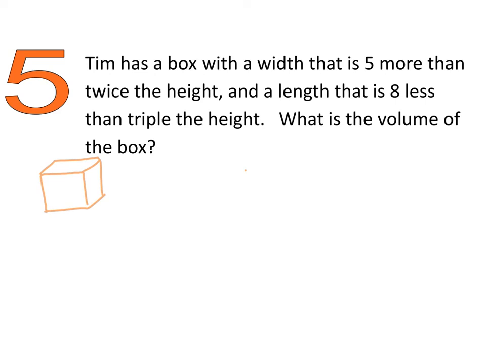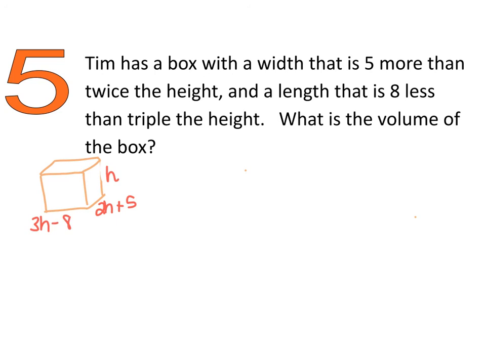All right, so I sketched a picture, and I know that the width is 5 more than twice the height. So I'm going to say that the height is going to be my variable. I'm going to make that be my unknown. So let's label this h, the height of the box. And the width is 5 more than twice the height, so the width would be 5 more than 2h, so 2h plus 5. And the length is 8 less than triple the height, so 3 times the height minus 8.